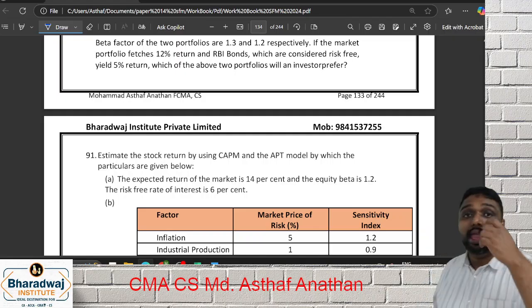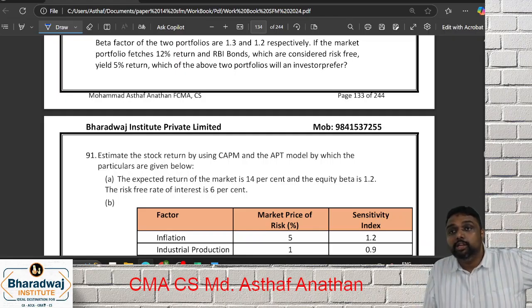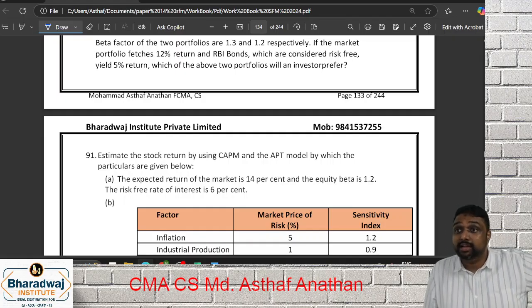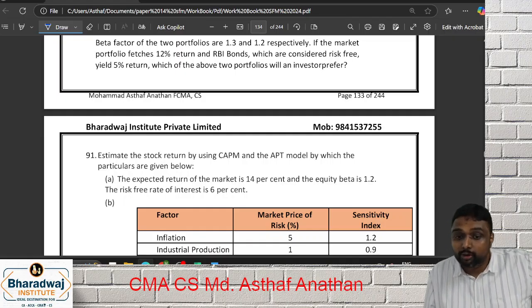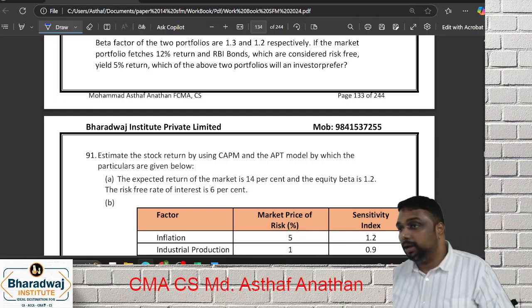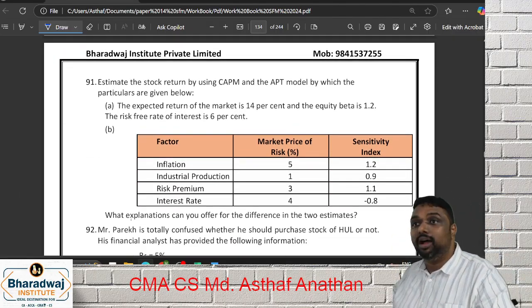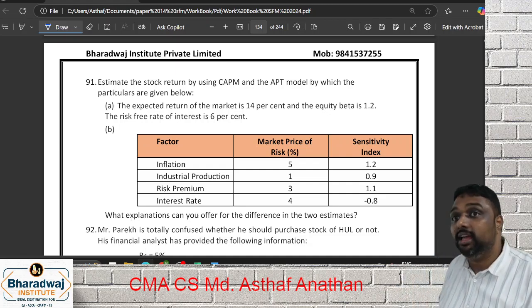Here comes the APT model. What is the APT model? Arbitrage pricing model. In your 22 syllabus study material, it's a separate chapter, so one question can come separately also. Last exam, one question came from the APT model. So from 91 onwards it is APT only, direct formula. The APT model is a direct formula.